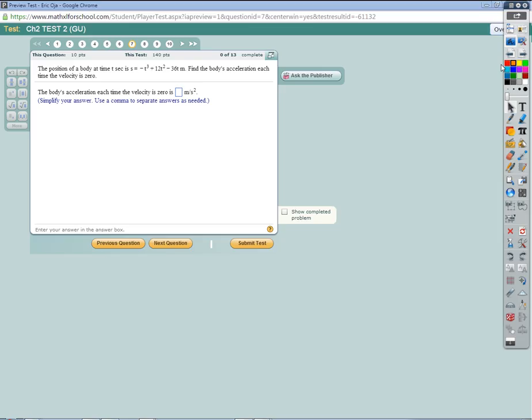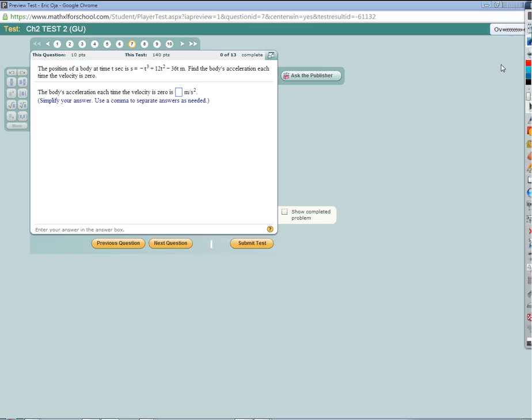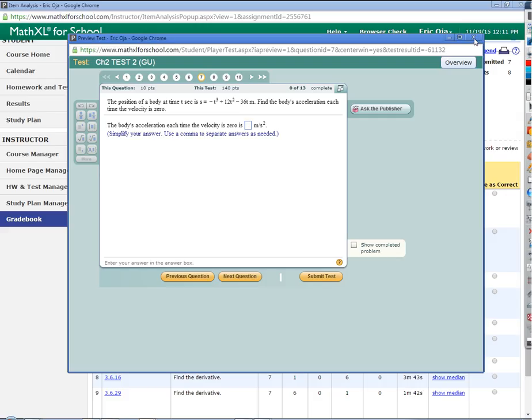Okay, so the body's acceleration each time the velocity is 0 is what? They just want you to separate your answers with a comma. So positive 12, negative 12. Okay, so you know that. All right, moving on. How do you know to choose 6 over 2? You do both. That's why you separate your answers.